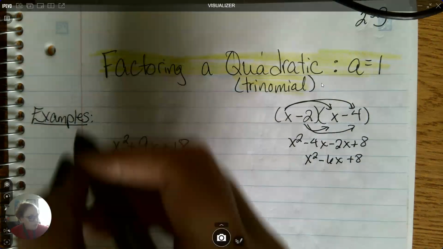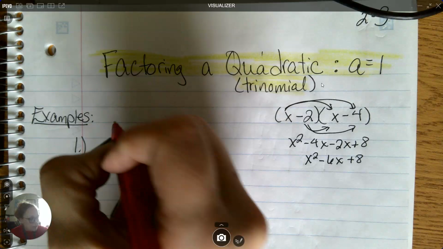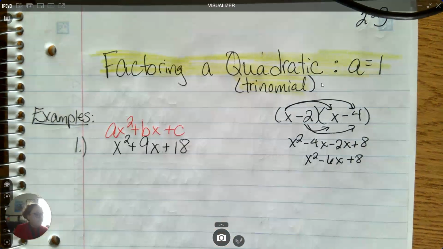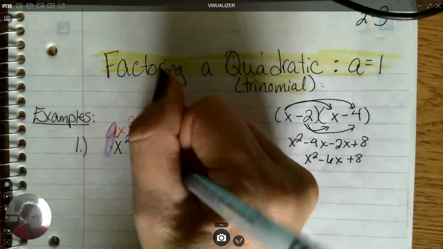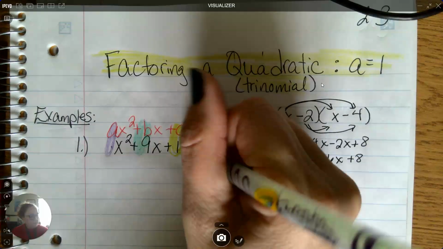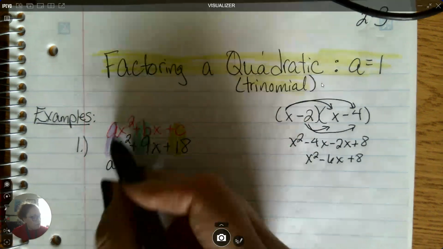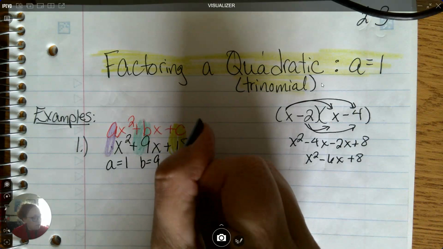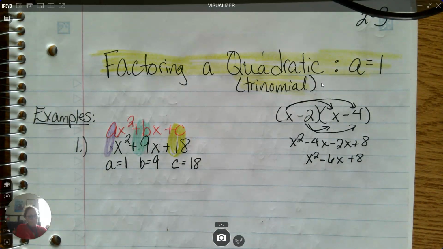The first thing we need to do is identify our a, b, and c. So going back to that standard form, ax squared plus bx plus c, you'll notice our a is 1. It will be 1 on all of these. So here a equals 1, that leading coefficient. B is our second coefficient, which is a positive 9, and c is our constant at the end, which is 18. So the first step, identify a, b, and c.